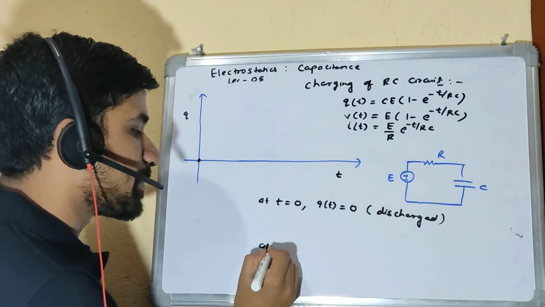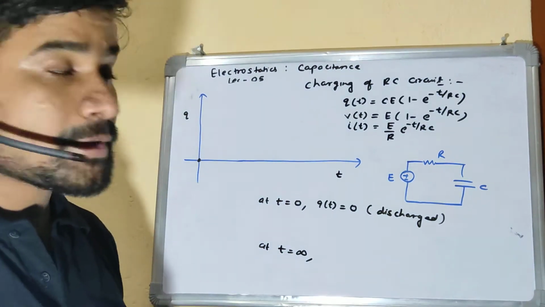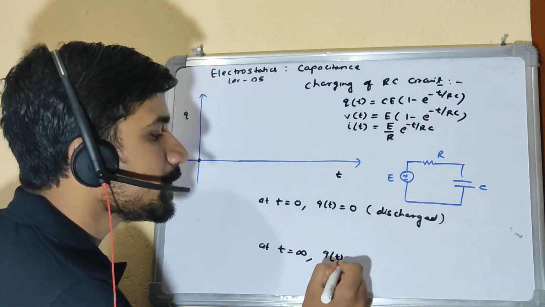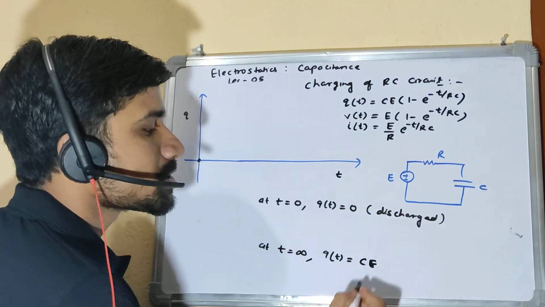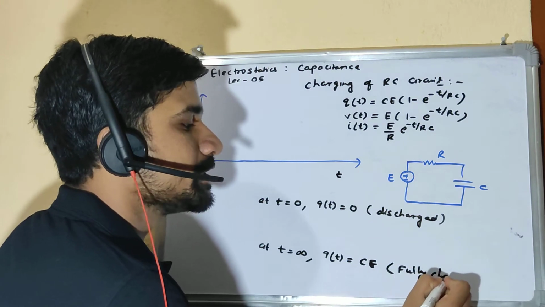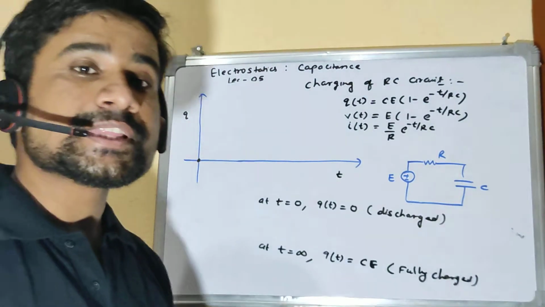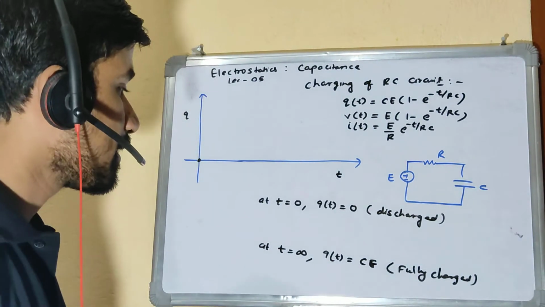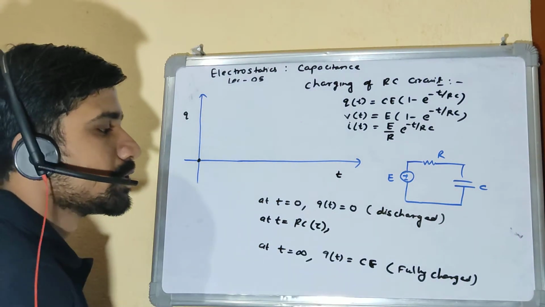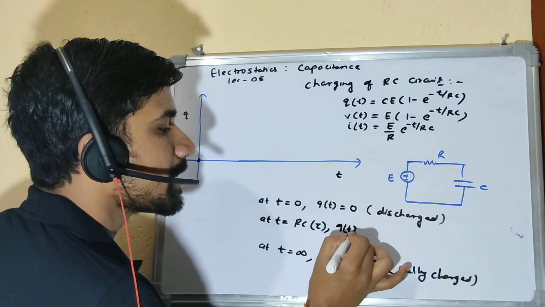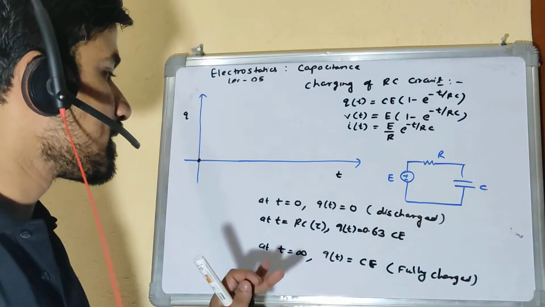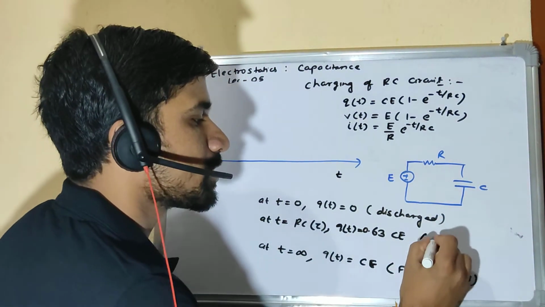Again, at a very high time, at time equal to infinity, if I place e to the power minus infinity, it becomes 0. So at time equal to infinity, Q(t) becomes C into E, which is the maximum possible value of charge on the capacitor, and this condition is called the fully charged condition. And what about at time equal to RC, the time constant tau? At time equal to RC, the capacitor will have 0.63 of CE, which is 63% of full charge.